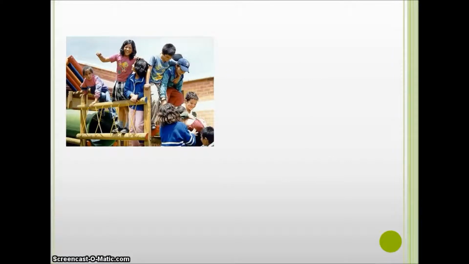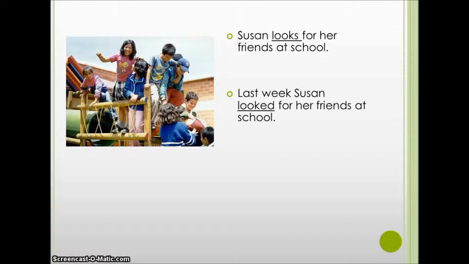So let's look a bit more at Susan. Susan looks for her friends at school. But then in this sentence, last week, Susan looked for her friends at school. So there's another difference between looks and looked. What's the difference? Can anyone tell me? Wow, you are correct. Looks has an S, but looked has an ED. Once again, I'll give you a clue as to why these two words are different. It has to do with the words last week.